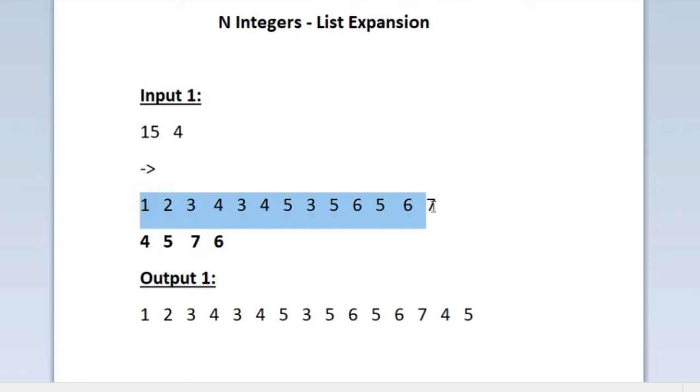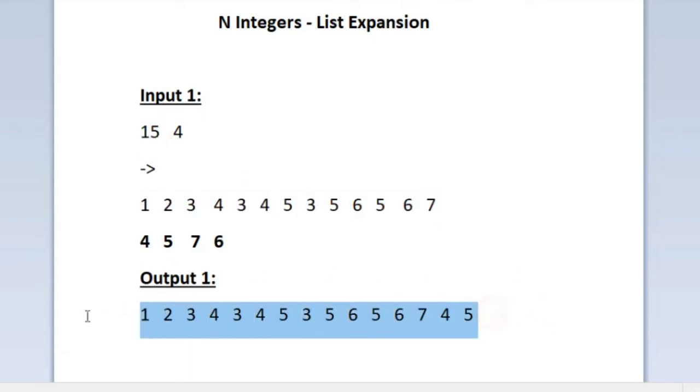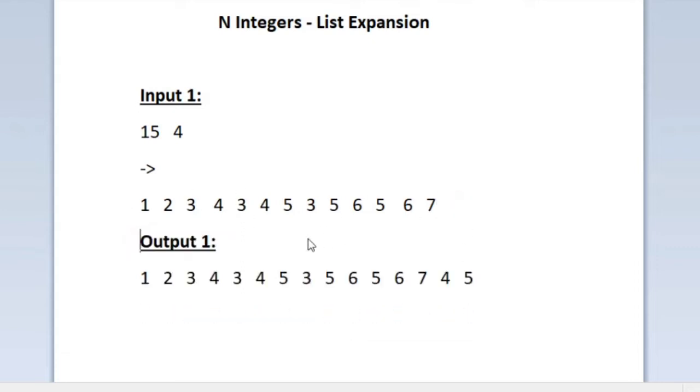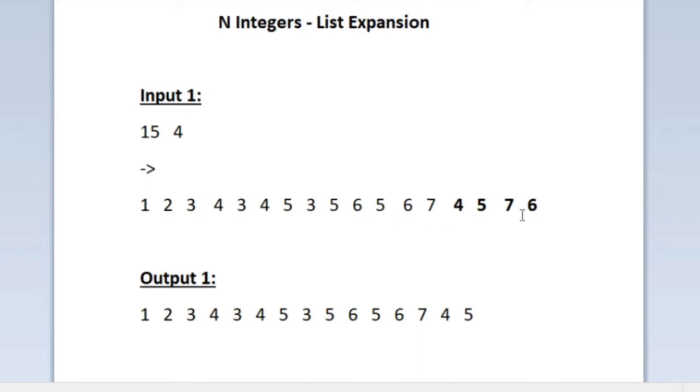to print the first n integers. So here the value of n is equal to 15. So like this, when we keep on expanding, our task is to print the first 15 integers, and we have already found more than 15 integers. So our task is only to print the first 15 integers.